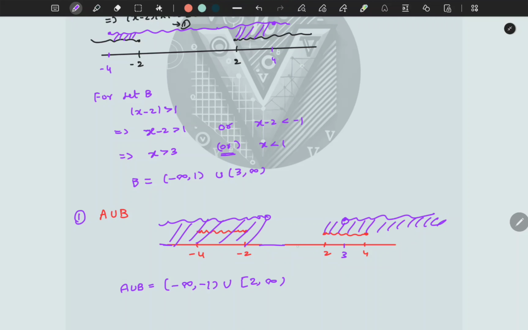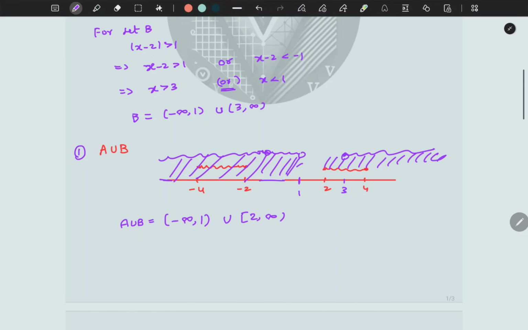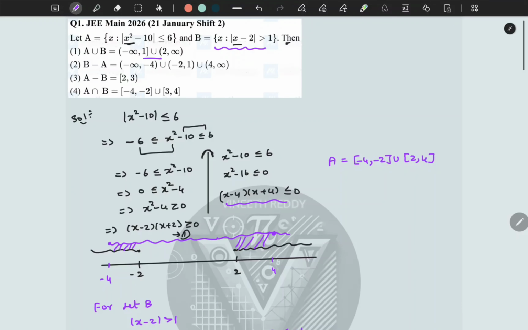Yeah, so 1 is included up to here. I mean, this entire region will be included, but 1 will not be included. So here we should be writing plus 1. So we have minus infinity to 1 union 2 to infinite, right? Is that the answer? No. See, the brackets are different, so A is not correct. Now what about option 2?